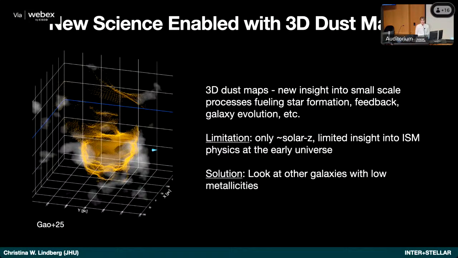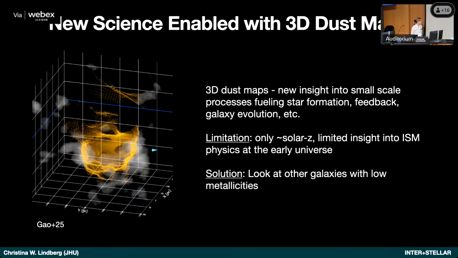So to start off, I don't think I need to do much motivation to tell people that 3D dust maps, especially in the Milky Way, have been trailblazing a whole new level of insight into small-scale processes, such as what's fueling star formation, what stellar feedback is doing, and galaxy evolution as a whole. And I think a lot of times when I give this talk, it's to broader galaxy people, and so I've had to flip my motivation, right? We're going from small scales up now rather than going from galaxy scales down.